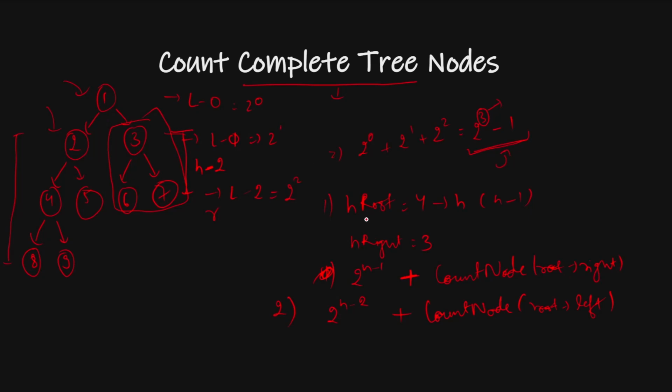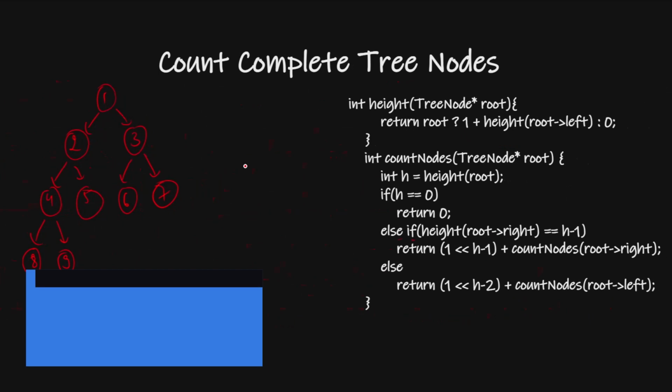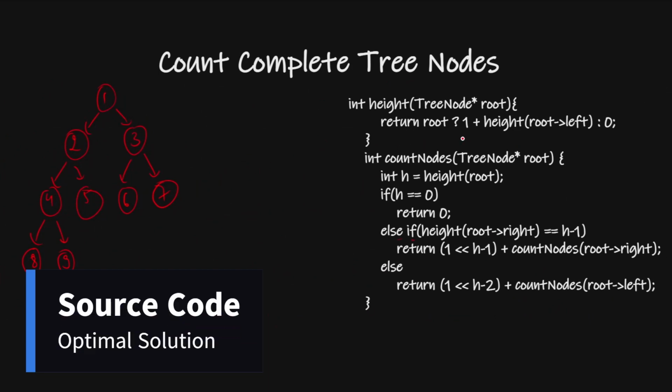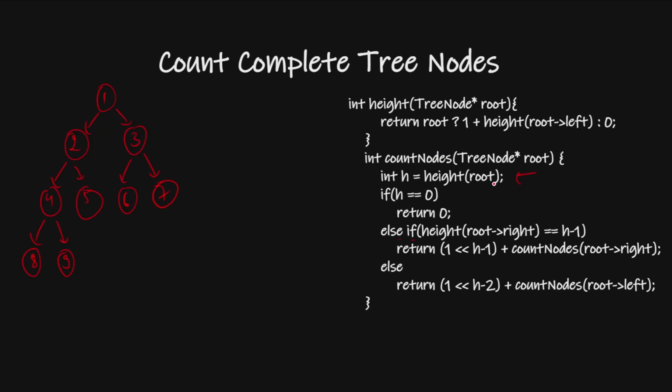Now, let's check out the code and analyze the time and space complexity for that. So this is our very simple code. Here, first of all, we find the height of root. And how do we find the height of root? We simply see if it is not null. If it is not null, then we count 1 for this root and find the height of left. We do not have to check the height of right. And if it is null, then we simply return 0.